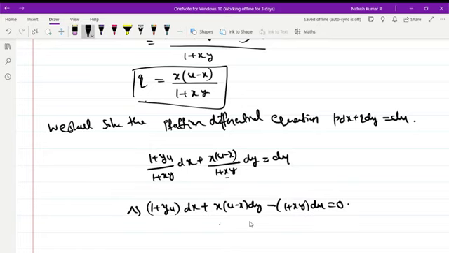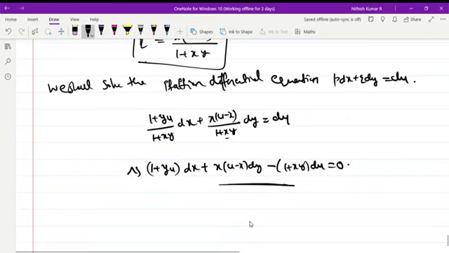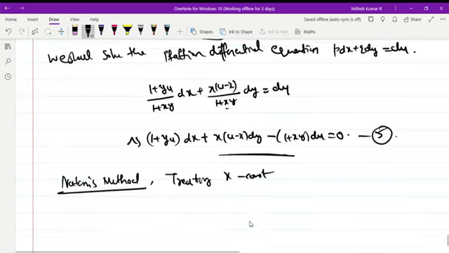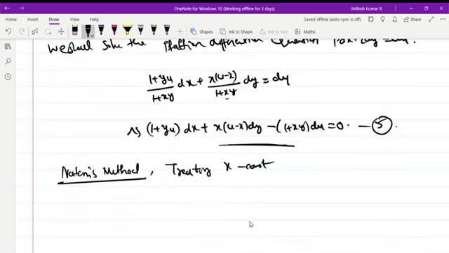Solve the Pfaffian differential equation x plus 2y equal to du. That is now P is nothing but 1 plus yu divided by 1 plus xy, plus yu divided by 1 plus x into y into dx.